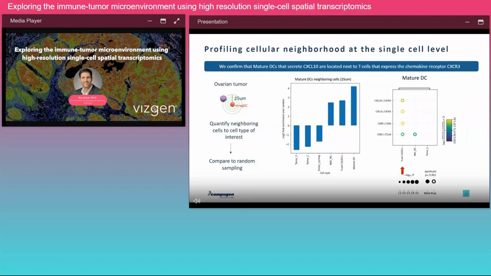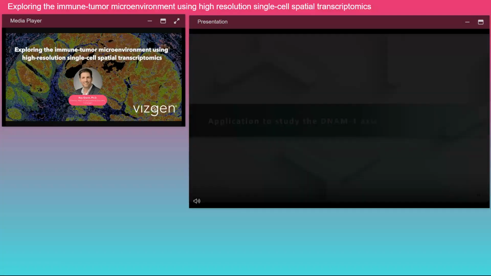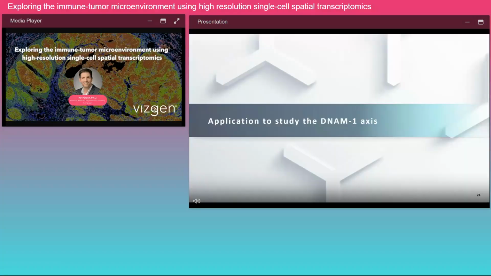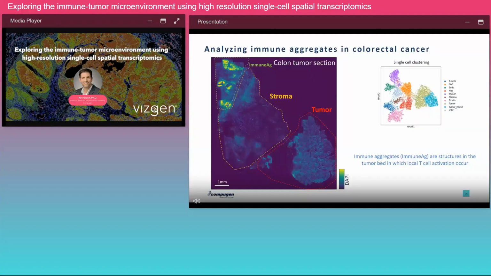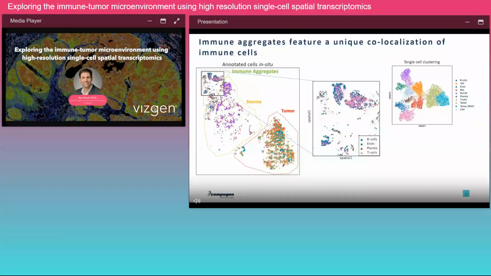So feeling comfortable with these tools, we wanted to dive into the DNAM axis and to study it. We initiated the study by looking at colorectal tumors, and we found these nice samples where we have the immune aggregates, regions of lymphocytes that reside in close proximity to the tumors. As you can see here, the tumors are on the right and the immune aggregates are on the left. And we've used MERFISH in order to classify the cells in this specific tissue.